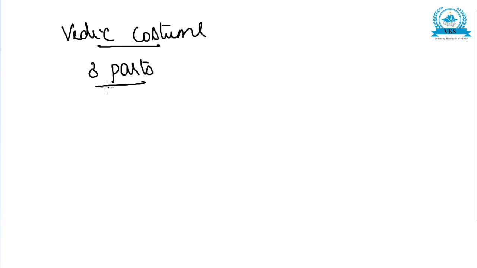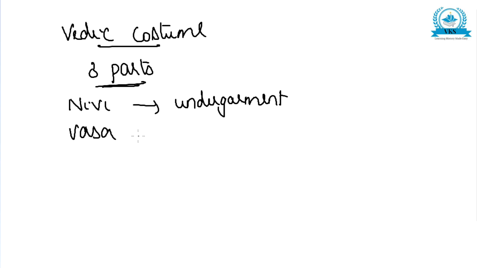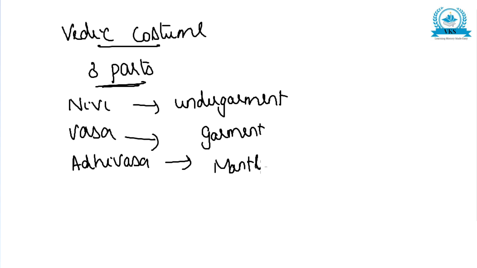Now if we see their dressing style, particular attention was paid to dress and ornaments. The Vedic costume consisted of three parts: nivi, an undergarment type of costume; then a garment called vasa; and then a mantle styled adhivasa. So nivi, vasa, adhivasa.